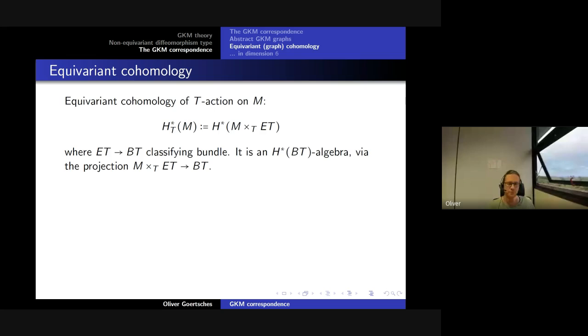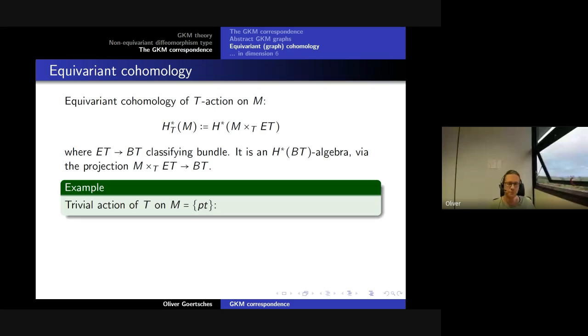Okay, so this is an H star BT algebra. So this is a polynomial ring, right? A polynomial ring with as many generators as the rank of the torus. So this is an algebra over a polynomial ring. How does it become an algebra? You just project onto the second factor here, onto ET mod T. Then the induced map in cohomology gives this algebra structure.